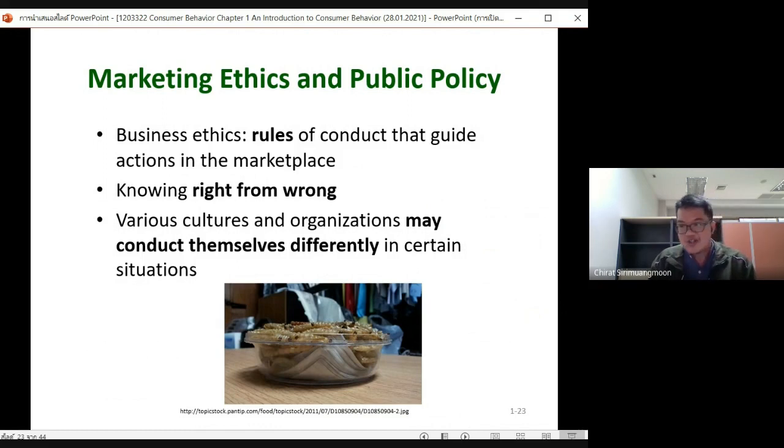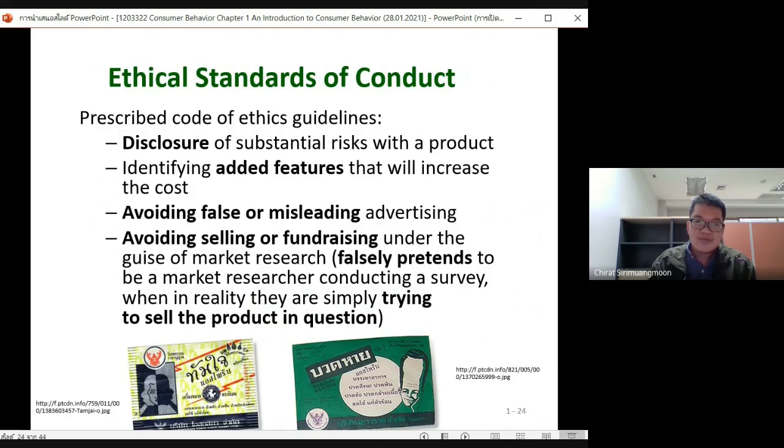Or with this picture, this is the fried bamboo worm. What's wrong? They put a lot of paper at the bottom because they want to reduce the amount of the product, and this is bad. So when you have this problem, you can just call the call center or just use some actions to get the organization to take care of it. Then ethical standard.